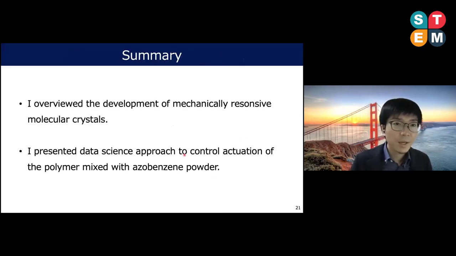As a summary, I firstly overviewed the development of mechanically responsive molecular crystals. And then I presented the data science approach to control the actuation behavior of the polymer mixed with azobenzene powder.